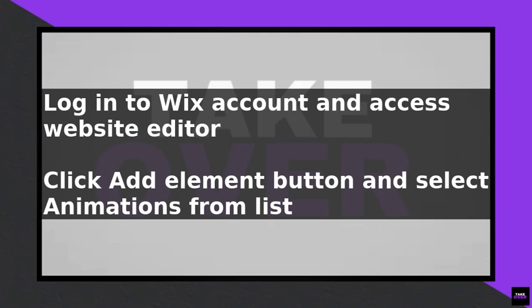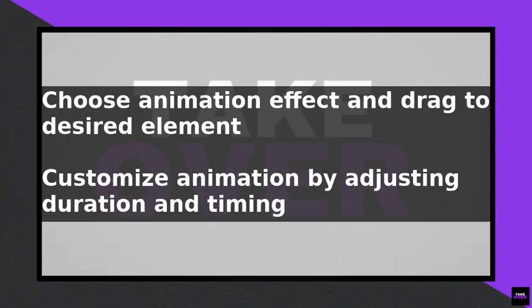Then select More from the drop-down menu, and choose Animations from the list. This will open the Animations tab where you can browse through various animation effects such as fade in, slide in, and scale up. Choose an animation effect that suits your needs and drag it to the element you want to animate, such as a text box or an image. You can also customize the animation by adjusting its duration, delay, and timing function.